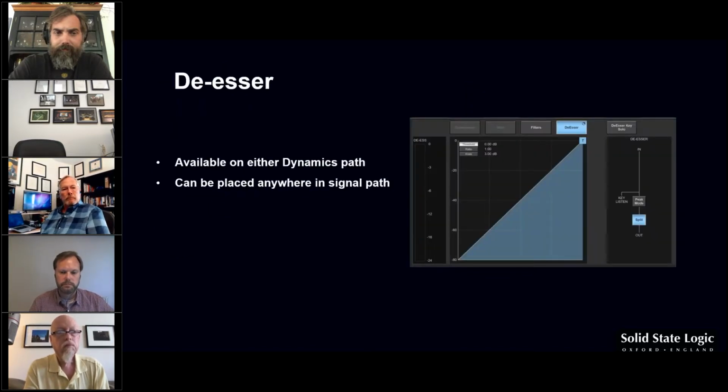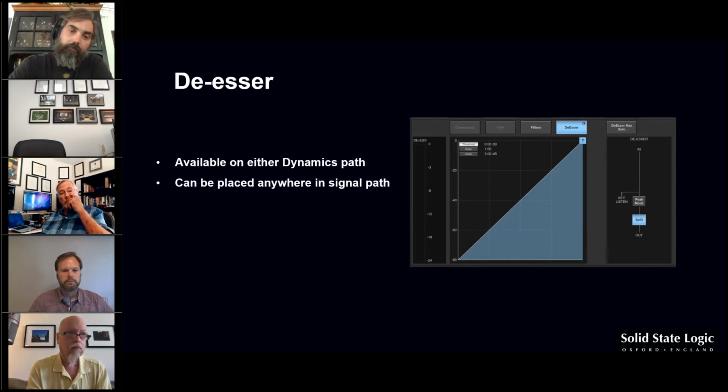We also have de-essing on System T, which is pretty unique to have built into the dynamics path, which is a cool feature to have, de-essing as well as compressor, limiter, expander, and gates.